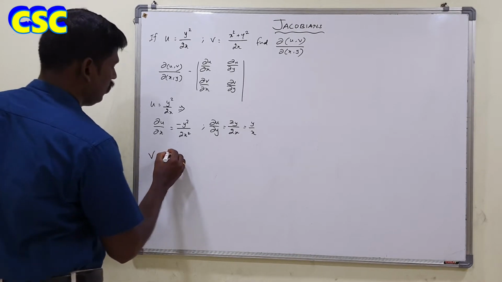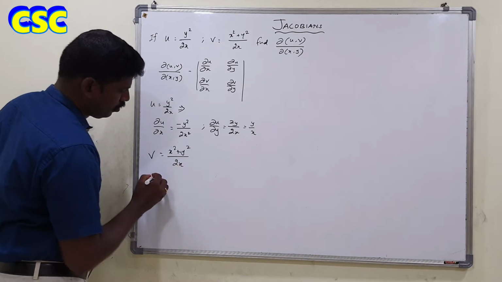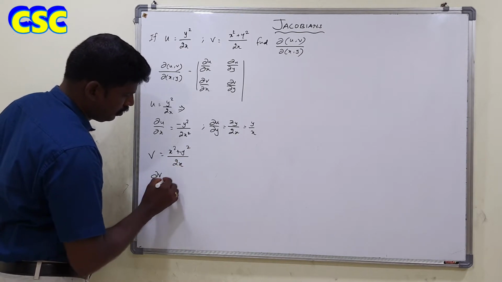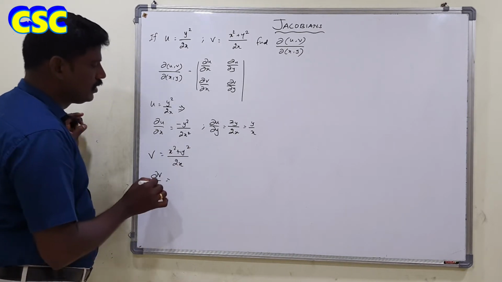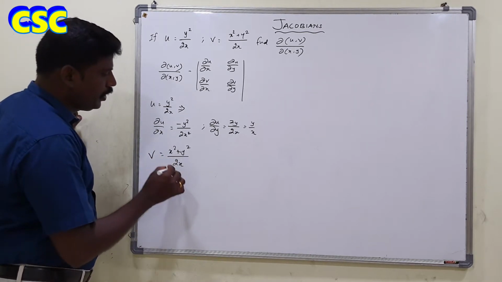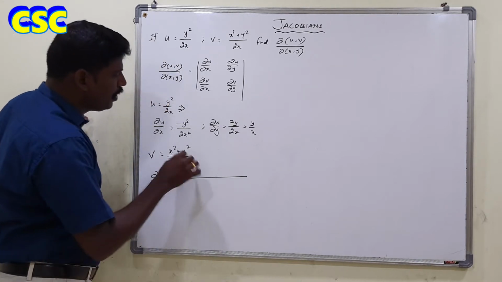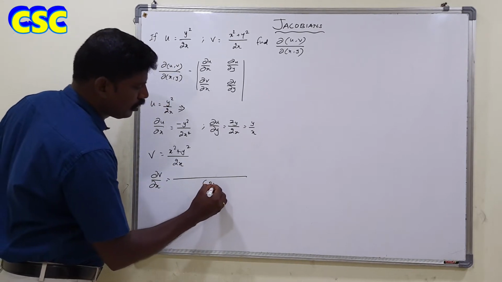What is v? v = (x² + y²)/2x. So ∂v/∂x: here x is in both numerator and denominator, isn't it? So we need to apply the u by v rule, right? So (2x)² in the denominator.